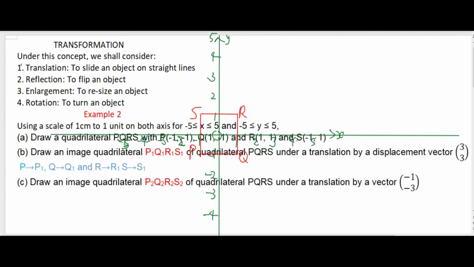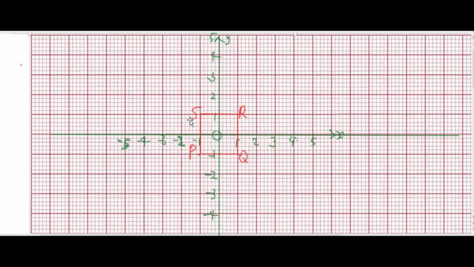We count 3 up. So we'll go back to the graph. 3, 3 means for P, count 3 to the right and 3 up from here. From this P, 1, 2, 3. Then 3 up means 1, 2, 3. That means we have point P1 here. Then for Q1, from here, 3 right, 1, 2, 3, then 3 up, 1, 2, 3.